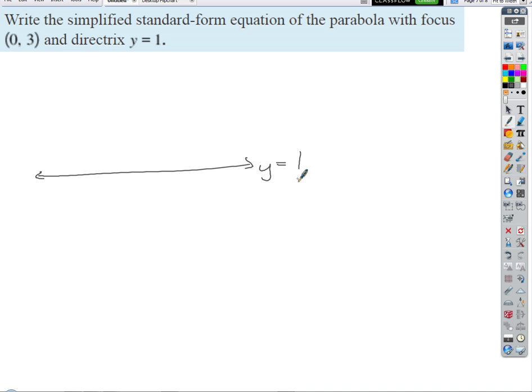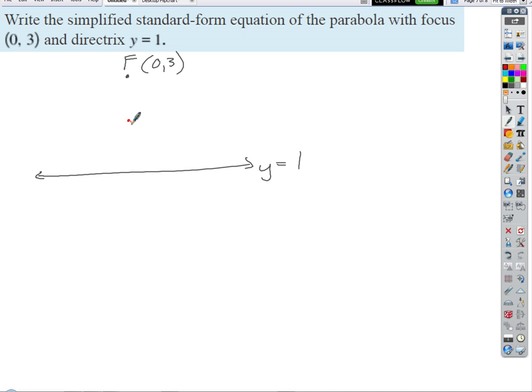Where's that going to be located relative to that horizontal line, above or below? How come? Never mind, it's above, isn't it? Because the y value 3 is higher than the y value 1, isn't it? Right, so it's going to be up here. So there's my focus at 0, 3, and the vertex has to go halfway in between, right?